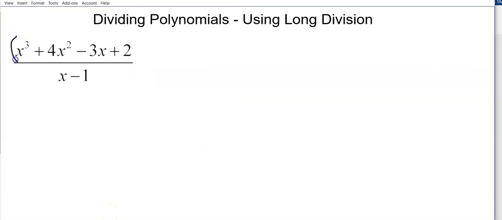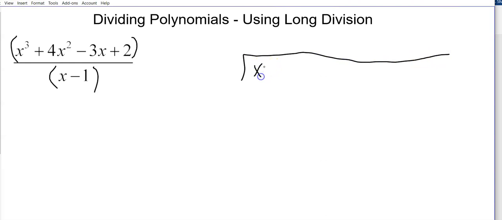In this case, we're going to do long division using polynomials. So, a similar setup here. We're going to divide this. It's a little bigger house thing you draw there. So x cubed plus 4x squared minus 3x plus 2. And then we're dividing by x minus 1. I know that's kind of weird. It's a binomial, but we're dividing by a binomial.